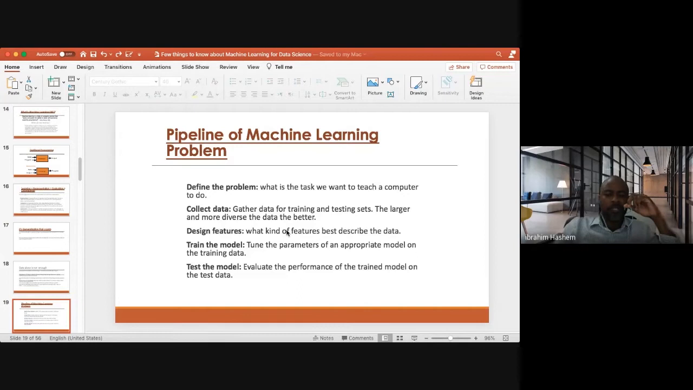Design features. As I said, feature engineering is the key. What kind of features best describe the data? Because when you get a huge amount of data, sometimes you will be wondering which features to select for this kind of analysis. There are a lot of questions around this, especially for beginners. They will be wondering which one will be suitable. There are different techniques you can use in order to eliminate some features and use the right features for this analysis. The most important is you need to look at the high correlations between your dependent variable and independent variables.